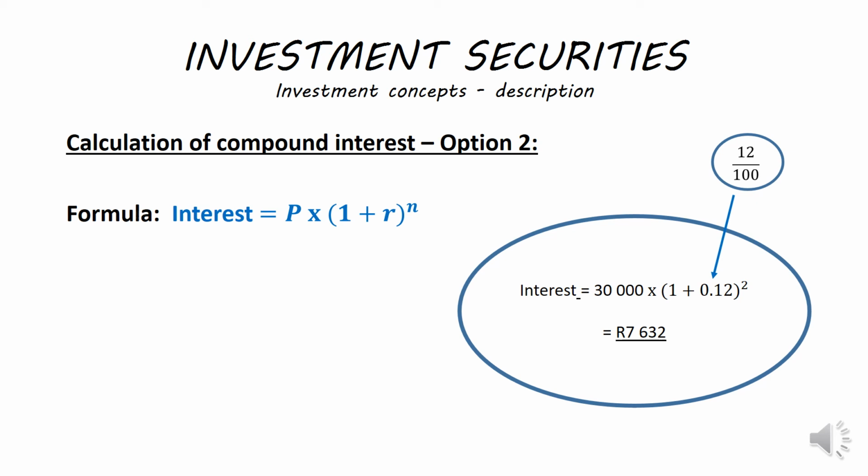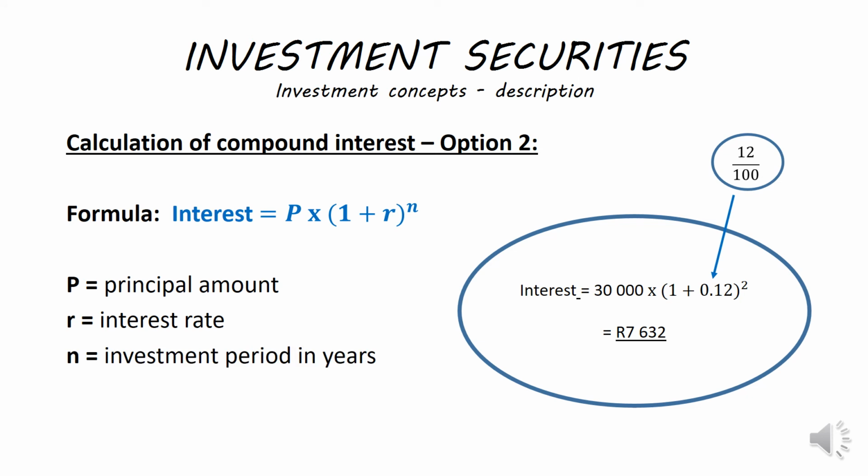So what does our formula say? The compound interest is P times, in brackets, 1 plus R, close your brackets, to the power of N. P still stands for principal amount, the original amount that is invested. The R is your interest rate, the percentage. Rate means percentage. N is your investment period in years.